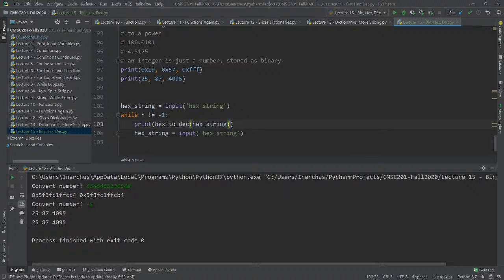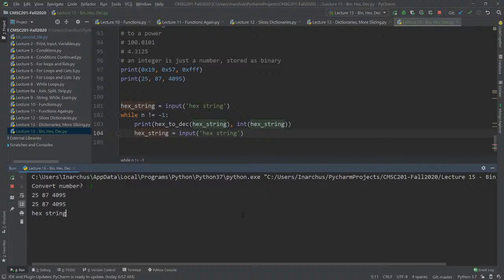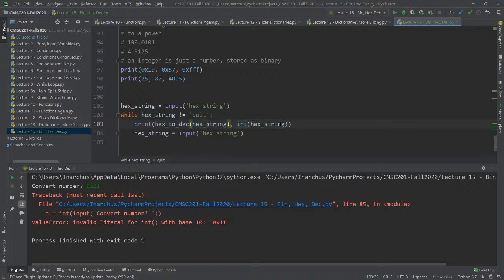And then how do we convert this to decimals? So I guess we can say, does int do that? I don't know. I bet it doesn't. So what if we do 0x11? So wait, why did that terminate? Oh, because we need hex string. So yeah, it won't let us do it. But anyway, let's just run this.